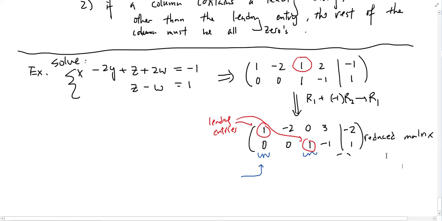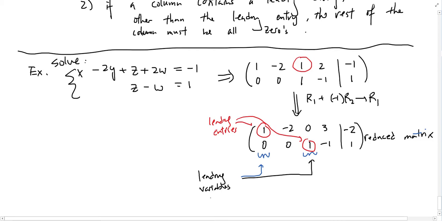There you go. So column... okay, maybe I'll fix this. There you go. Okay. And I'm going to get rid of this little thing. So that identifies column number 1 and number 3 to be our leading variables.